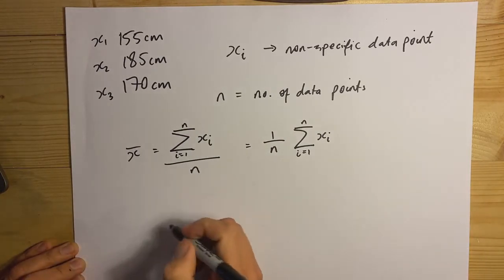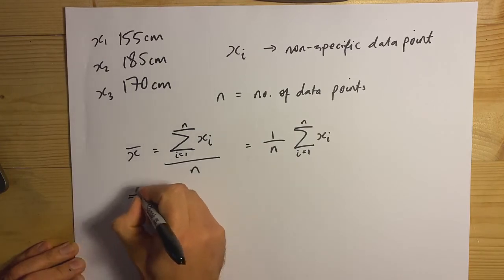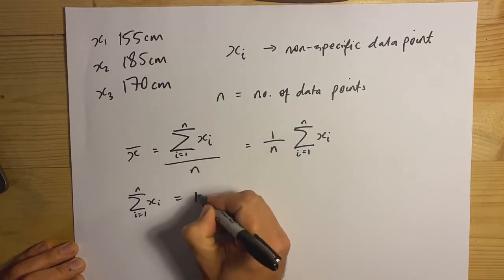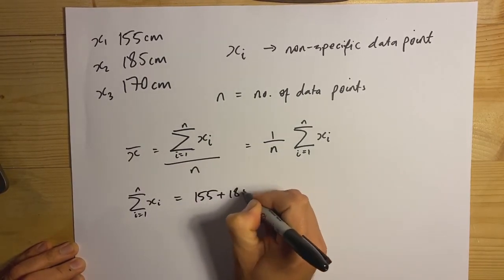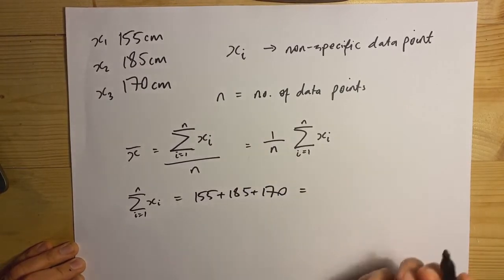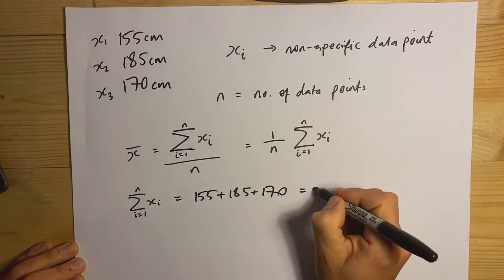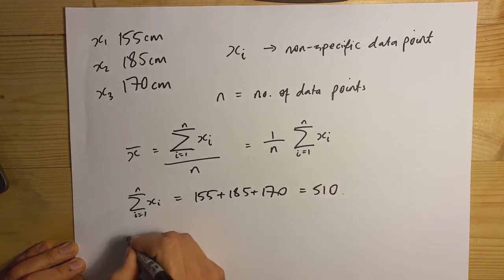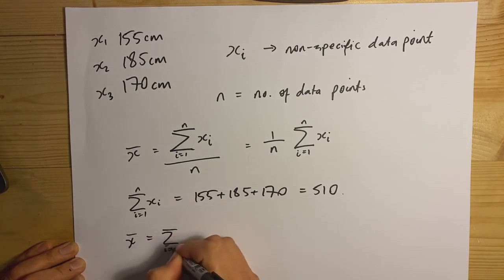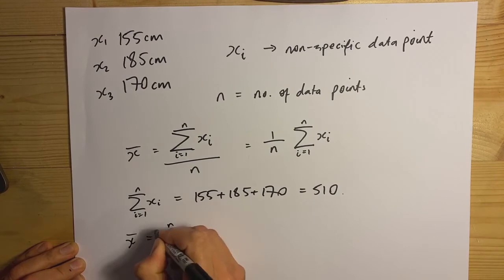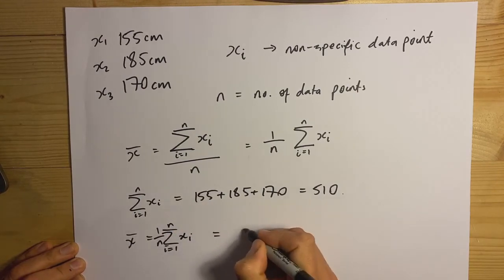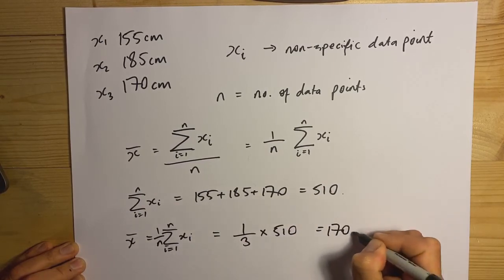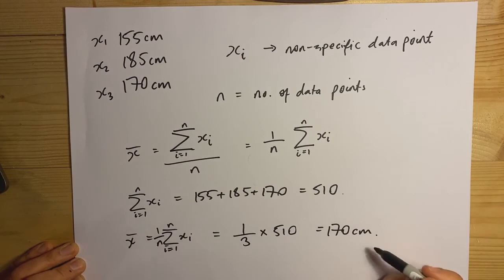Okay, if we go through and do the calculation then, the sum from i equals 1 to n of all xi's is going to be 155 plus 185 plus 170, and that is 510. Okay, so now if we want to calculate the mean, the mean equals the sum of all of these multiplied by 1 over n, so that's 1 over 3 times 510, which equals 170. Okay, so the mean is 170 centimeters.